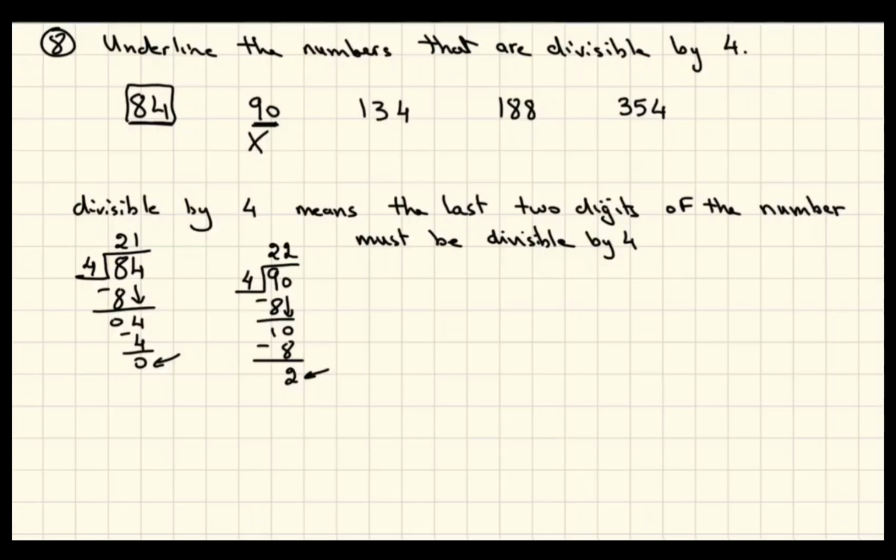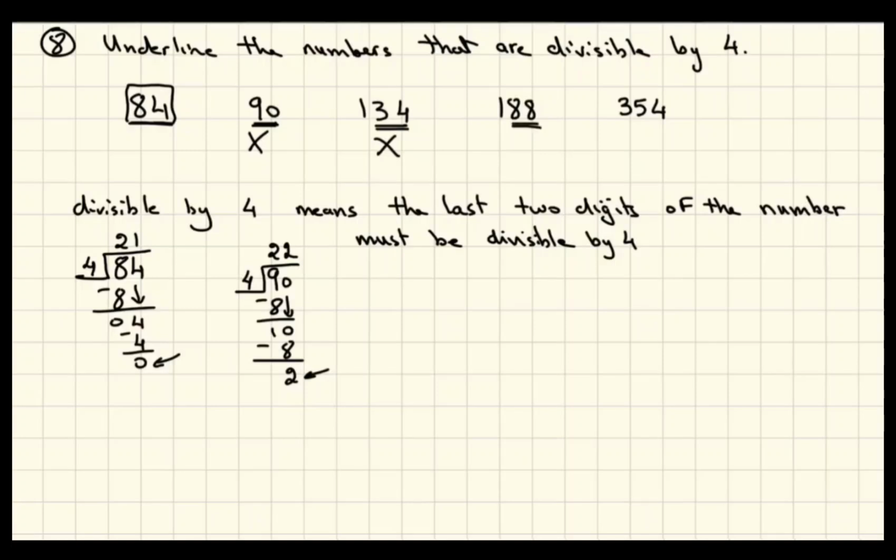Now, for this number, you just look at 34. Is 34 in the multiplication table of 4? I know that 4 times 8 is 32, but 4 times 9 is 36. So we don't have 34 directly. This number is not divisible by 4.